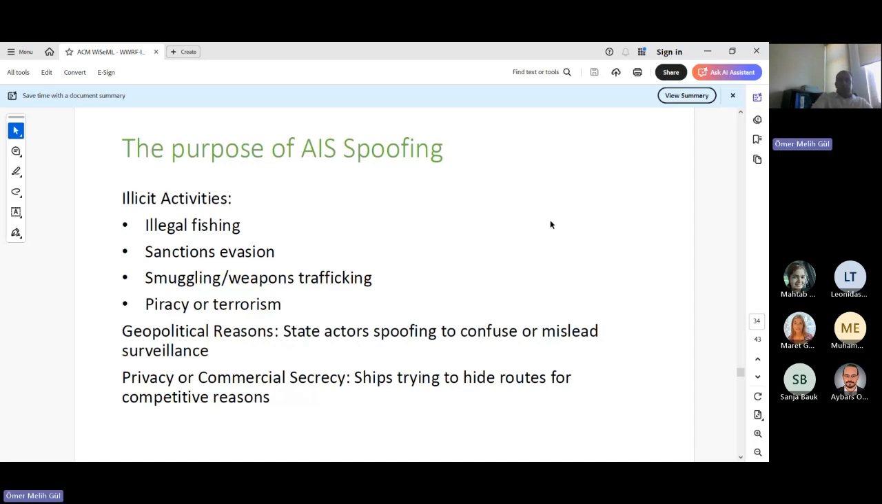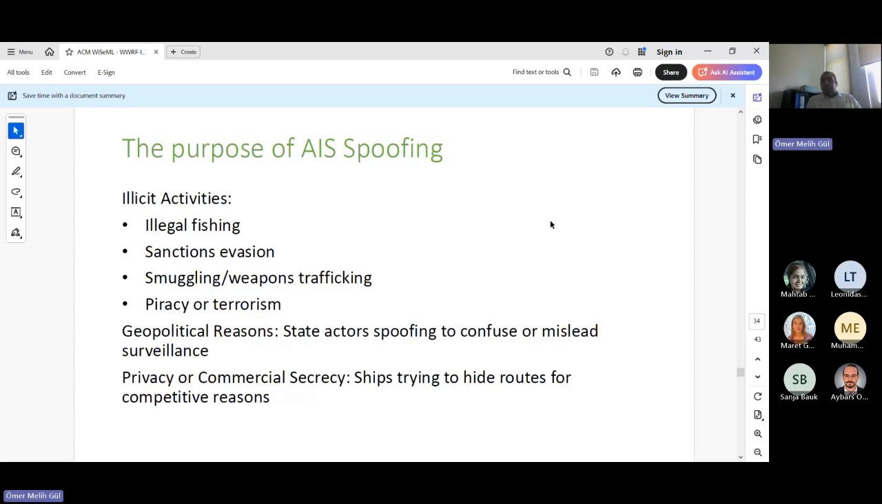So maybe you can try to imitate and say that, okay, our ship is just sitting on the coast. It is just standing on the coast, doesn't do anything. But in reality, it does. So for some sanction evasion, smuggling, weapon trafficking, piracy or terrorism, again, you can do the AIS data spoofing.